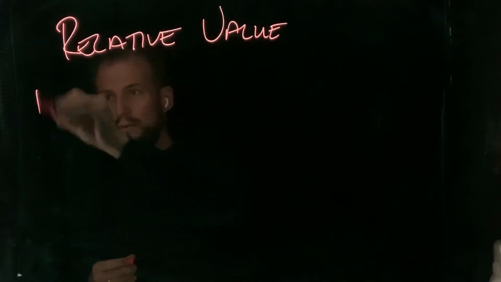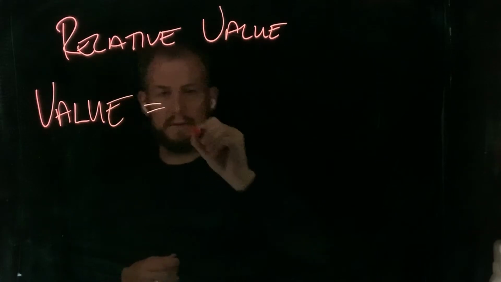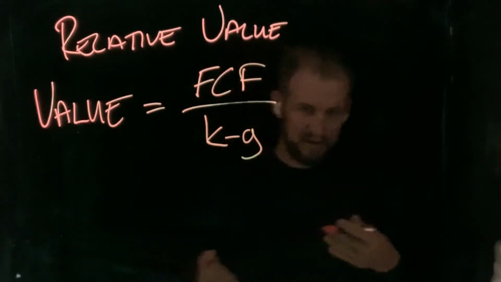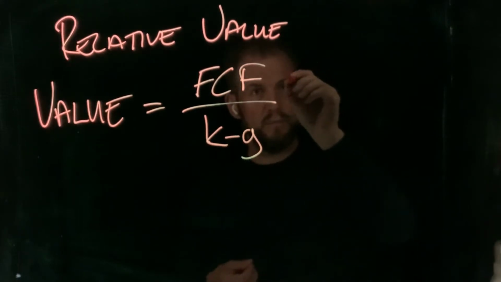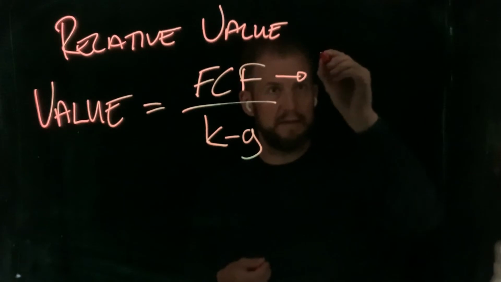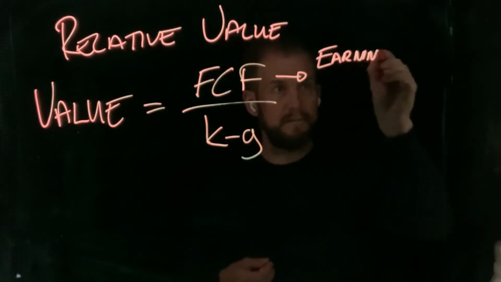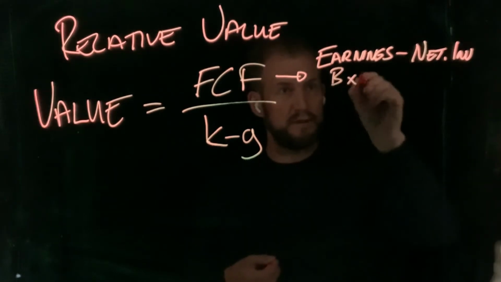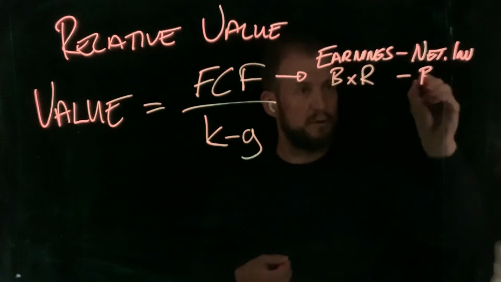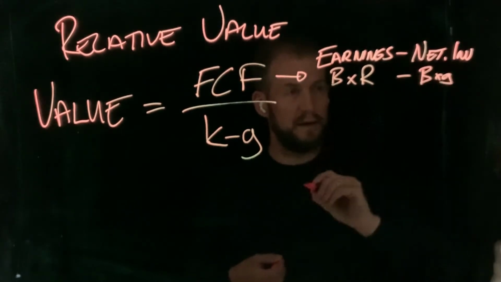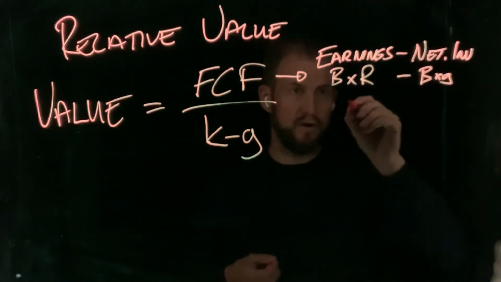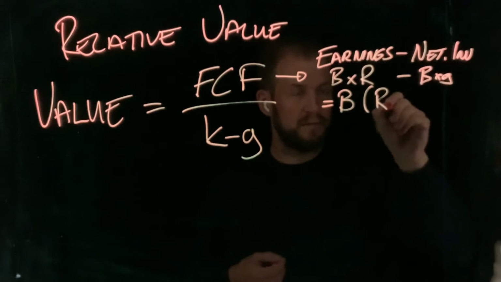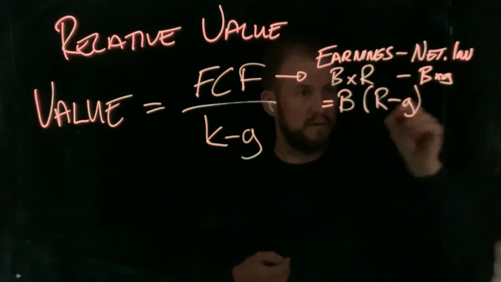So if we start out with value being equal to the free cash flow divided by cost of capital minus growth. This is our sort of basic idea, right? Now, what was free cash flow? Well, essentially we had earnings minus net investment, which is essentially the book value times the return minus the book value times growth. So basically how much you grow the book value and the return you get on the current book value. This can of course be simplified down to being the book value and the return minus growth.